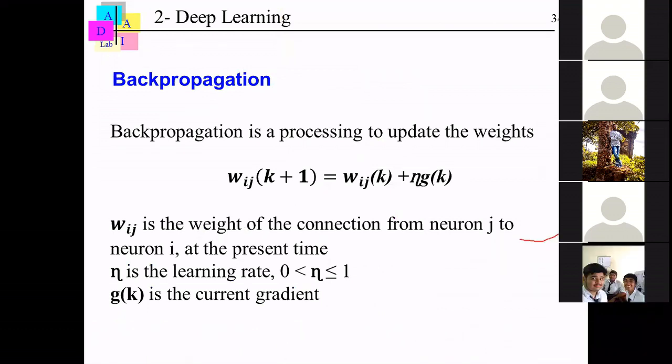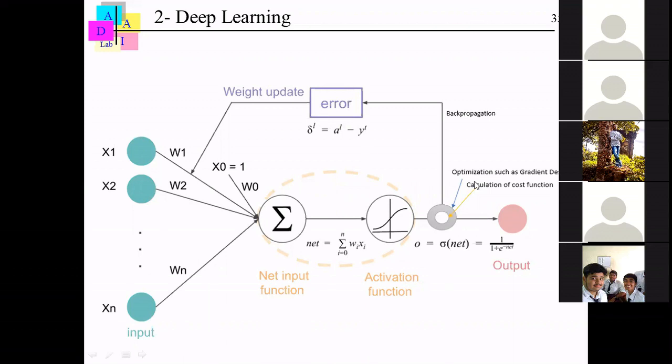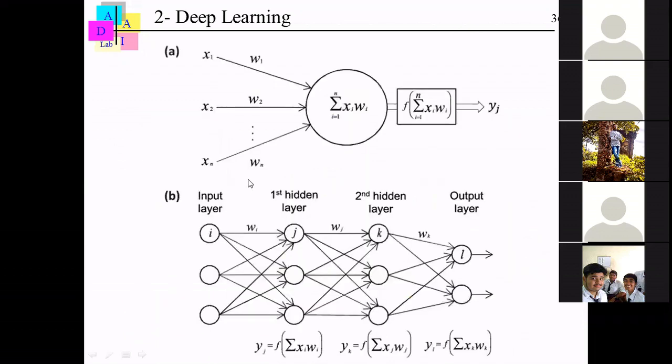This is the process where you update the weights. For example, here is one way to update the weight. W is the weight from the previous neuron, η means the learning rate, and g_t means the current gradient. And you can see the backpropagation here in a neural network. And how about deep learning?